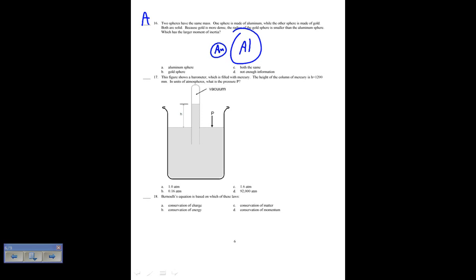This figure shows a barometer which shows the mercury. The height of the column of mercury is 1,200 millimeters. In units of atmospheres, what is P? See, I don't have the density of mercury. I think it's 2,600 or 2,700 or something like that. I forget. It's like the answer is C. I'll sort of work backwards. All right, so I know that P is equal to rho times g times h.